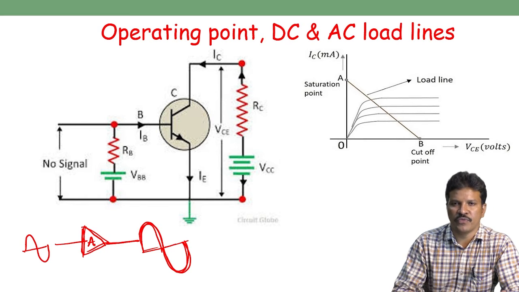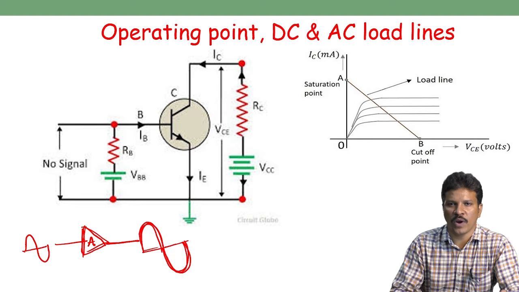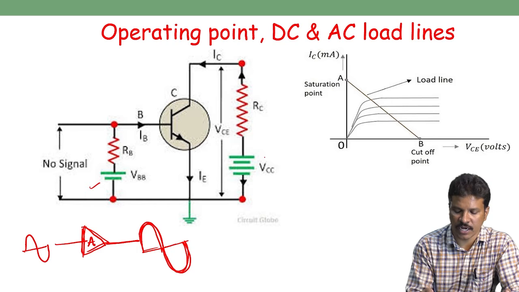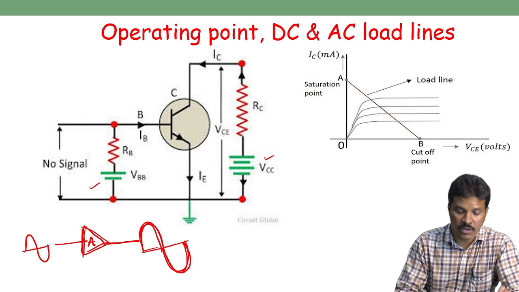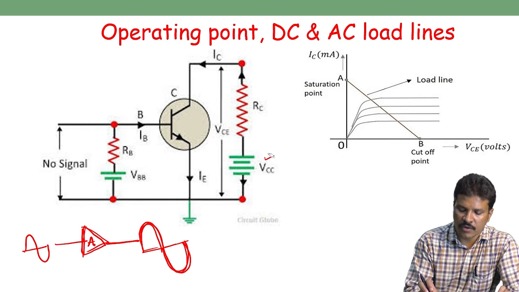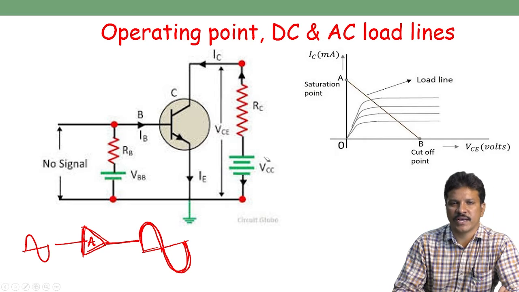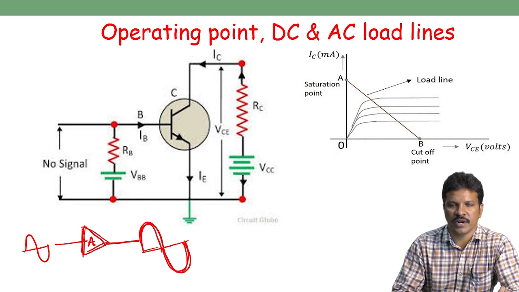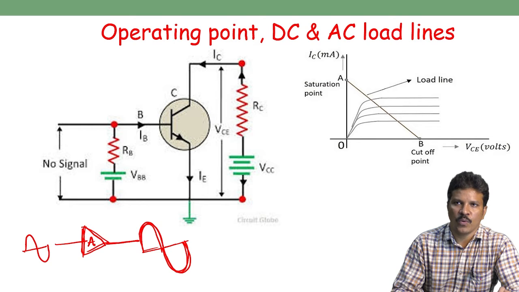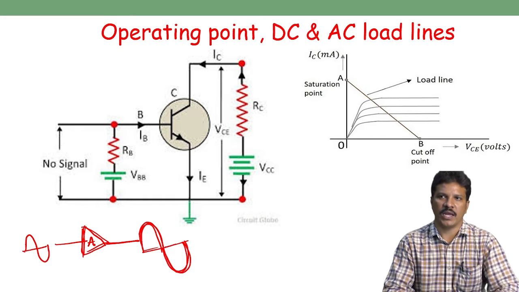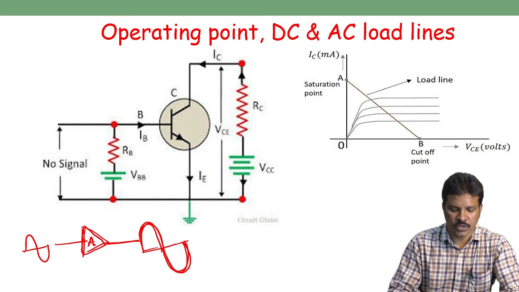So in order to get faithful amplification, we have to provide proper biasing by providing proper resistors and proper supply voltages at the input side and at the output side. In this case, we have different kinds of biasings. We will see later what the different kinds of biasings are. Now we will see how to find out the Q point, how to find out the load line and draw the load line. So let us see first the DC load line.